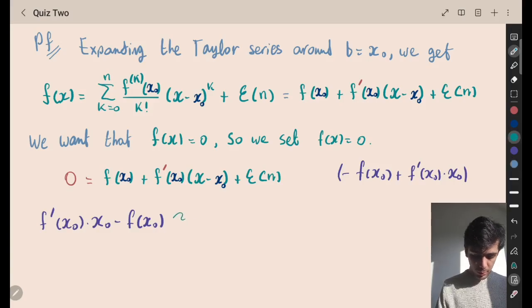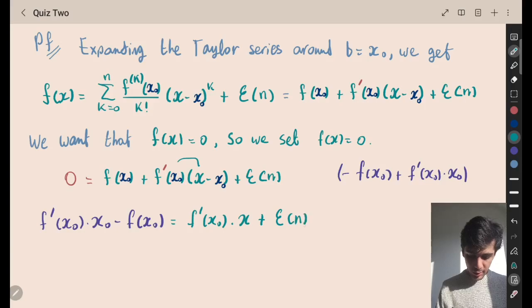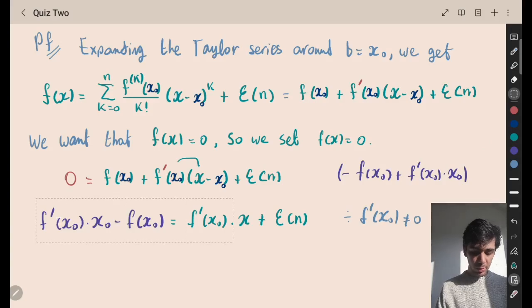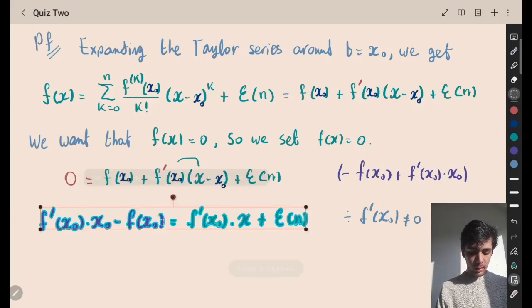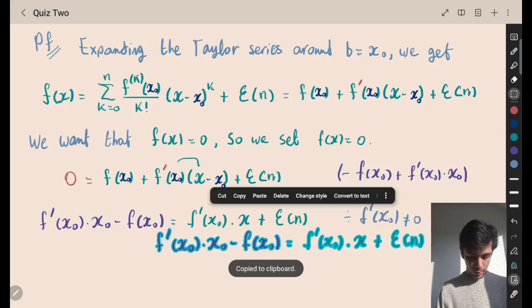That, on the other hand, will be equal to f prime of x0 times x plus the error term. Now, I hope you don't mind if I divide by f prime of x0, as long as it's not equal to 0, of course. This is an assumption we always have to make. Then here's what we get.